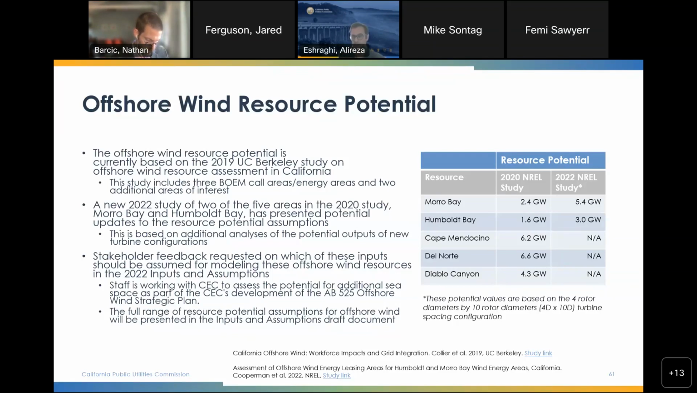to new numbers. And so we're requesting stakeholder feedback on which of these inputs we want to assume, particularly related to the resource potential for the two offshore wind energy areas, which will be up for auction at some point this year. Staff has been working with the CEC to assess the potential for additional sea space as part of the Assembly Bill 525 Offshore Wind Strategic Plan. And with the inputs and assumptions draft document, we will present the full range of resource potential assumptions for offshore wind. Next slide.